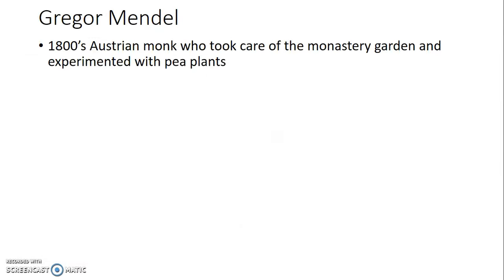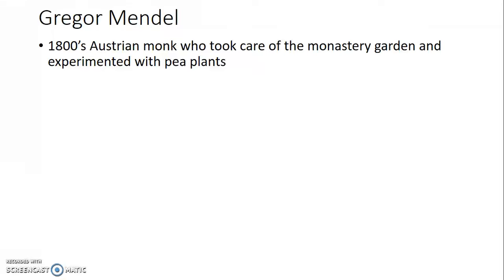So before we start learning about Mendelian genetics, we need to understand why it's called Mendelian genetics. So this is based off of Gregor Mendel. You learned a little bit about him in the reading. It was a super short reading, but what you should have learned is that he lived during the 1800s.